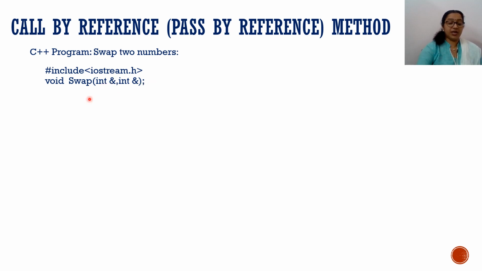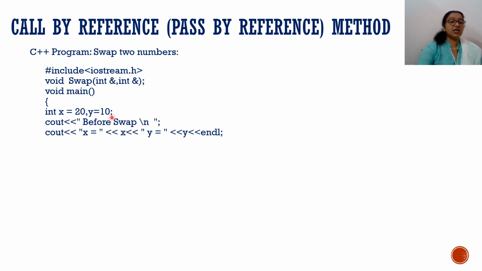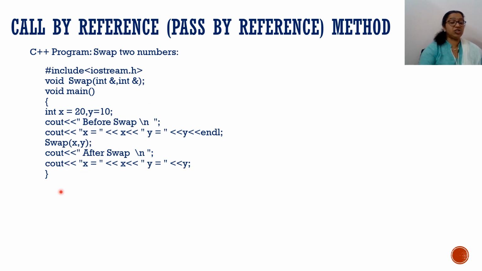Clear? Okay, now main with two variable declarations, x is equal to 20 and y is equal to 10. We initialized them with two values. Now before swap, we are printing the values before swap: x is equal to the x value and y is equal to the y value. Then we are calling the swap function with x and y. Now after swap, we check the result of x and y. So cout x is equal to x and y is equal to y. So this is main. Now we can check the swap function.